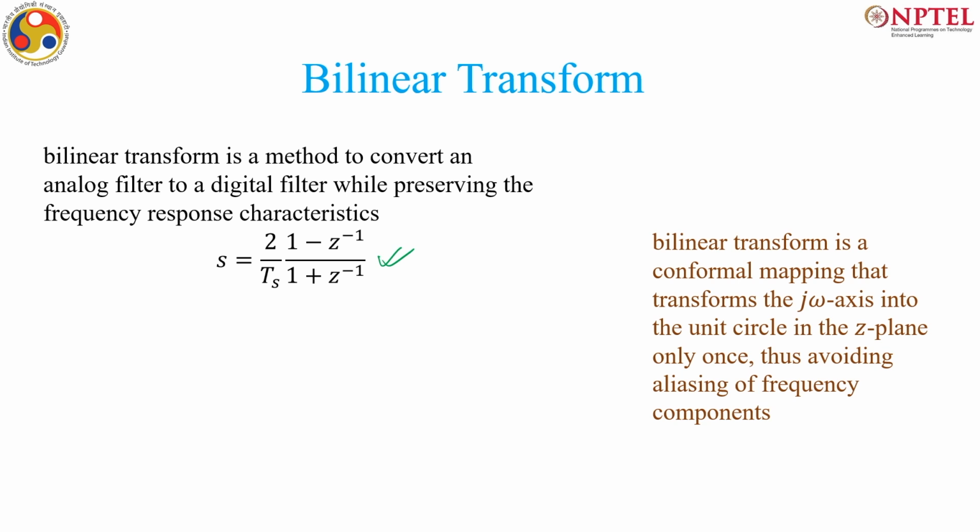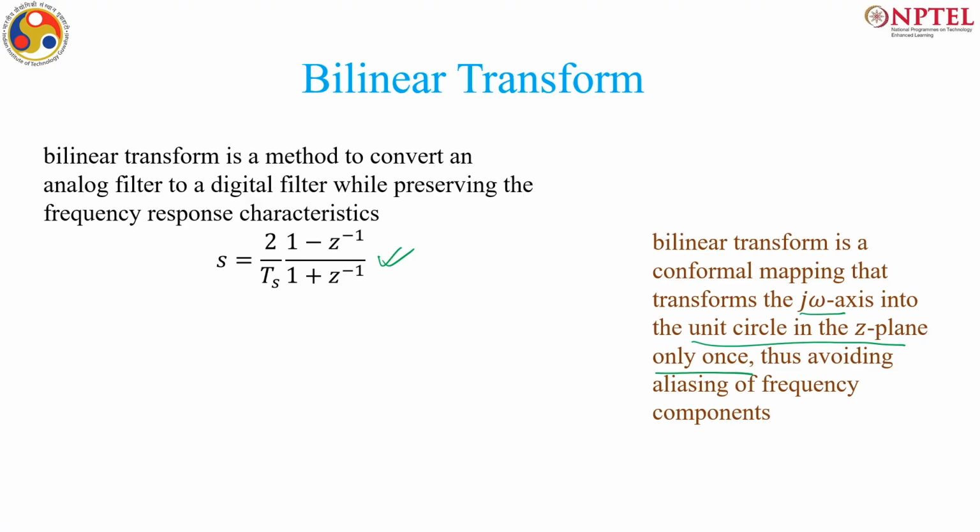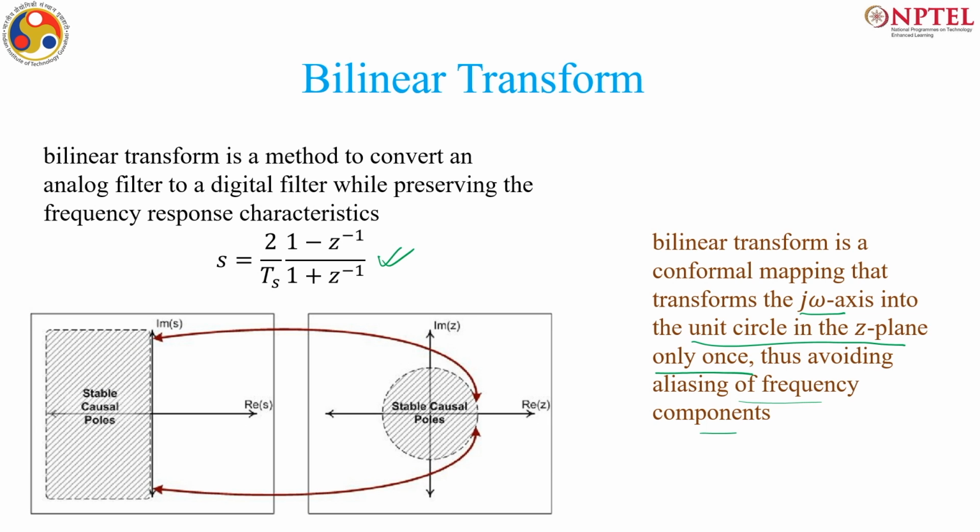Here this is a conformal mapping that will transform the j omega axis onto the unit circle only once, unlike the impulse invariance where you are getting copies like this. Here the whole minus infinity to infinity will be mapped to the circle only once, and this will avoid aliasing of frequency components, and hence you can design high pass filters using this method. So, this is what I was talking about, and your stable causal poles will be inside the unit circle to make them stable causal poles in the Z domain.